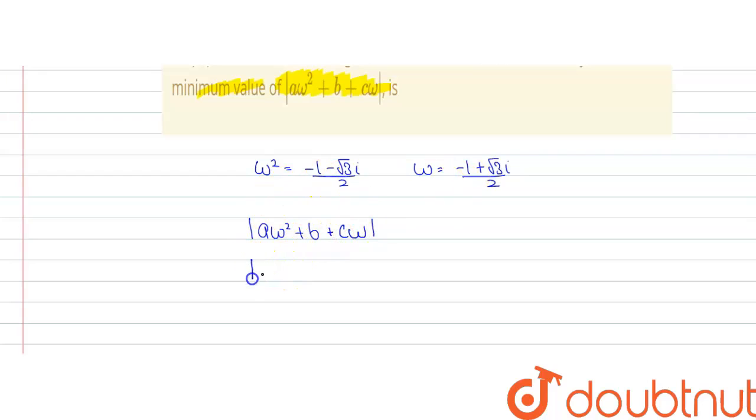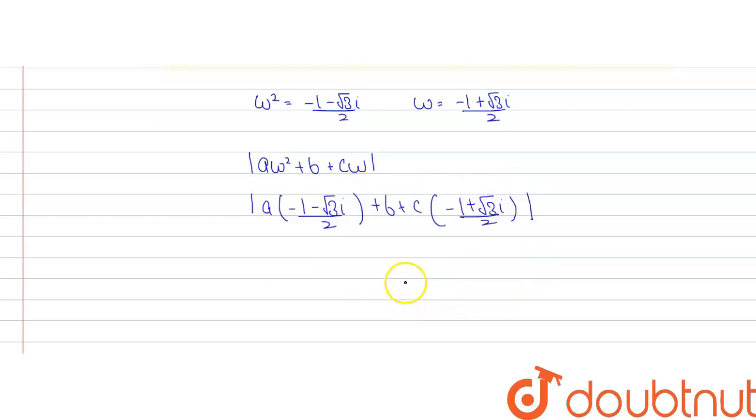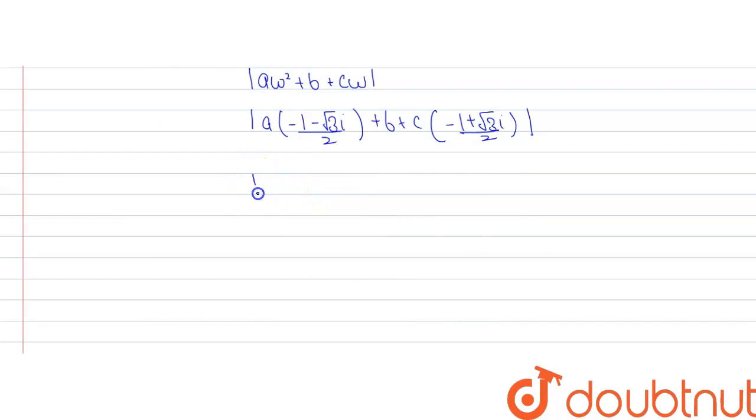So we'll get mod of a into minus 1 minus root 3i divided by 2 plus b plus c into minus 1 plus root 3i divided by 2. Okay, we have to take the mod of this. So now we will open this and we'll get the real part as minus a by 2 plus b minus c by 2, plus iota times the imaginary part, minus root 3 a by 2 plus root 3 c by 2. Okay, so now this is the mod.